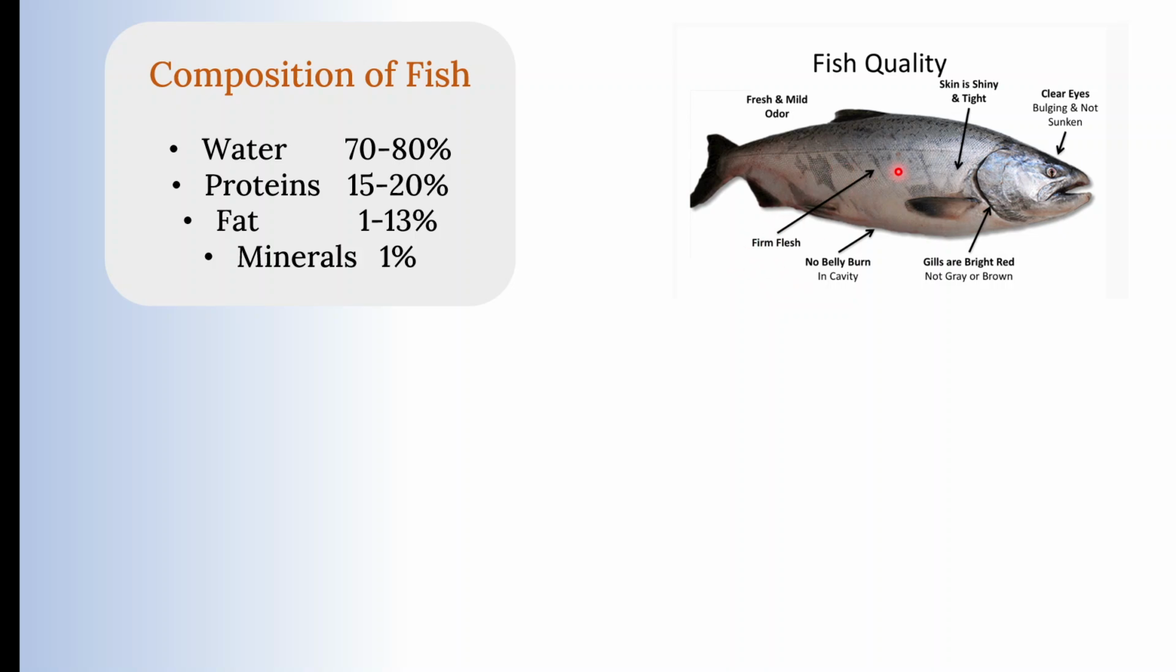The flesh should be firm. That means if you press it with your fingertip and remove your finger, it will spring back. That is the indication of a fresh fish. The smell should be mild and acceptable, and the skin should be very shiny and very tight. Scales should also be plenty. If the fish has scales, they should be plenty and very firmly placed. So those are all the features of a good quality fish.